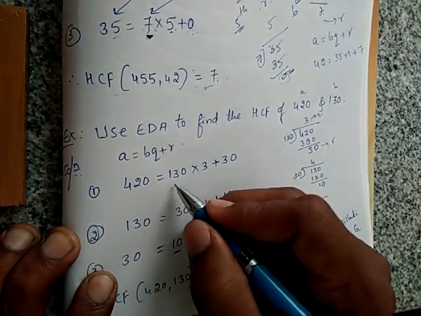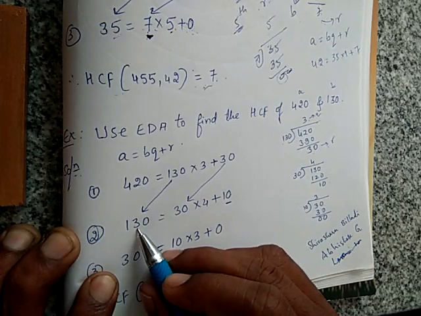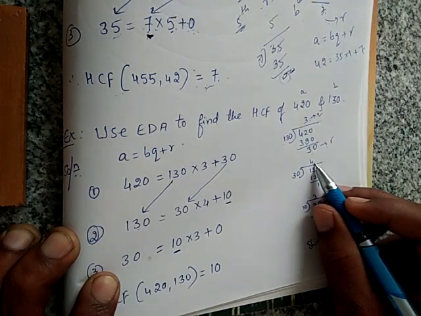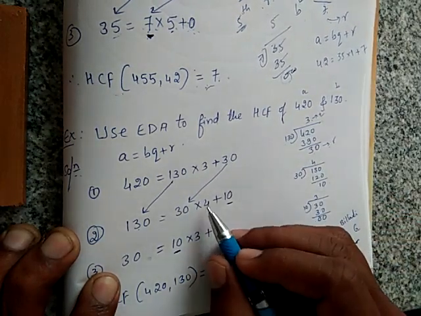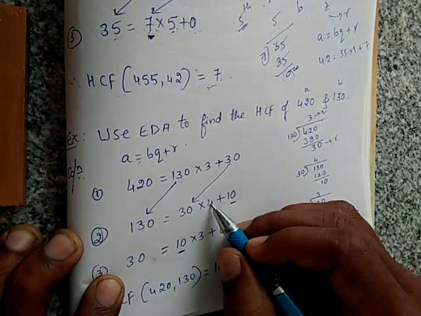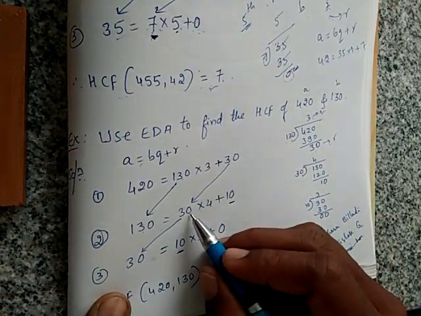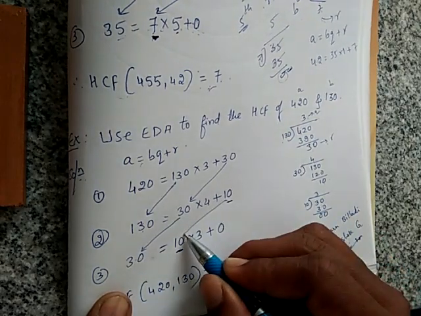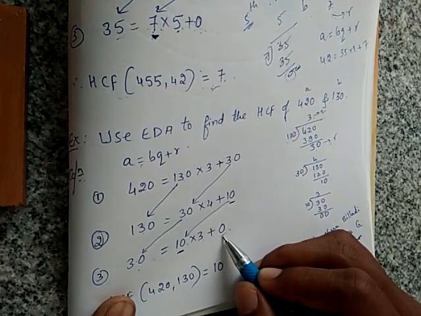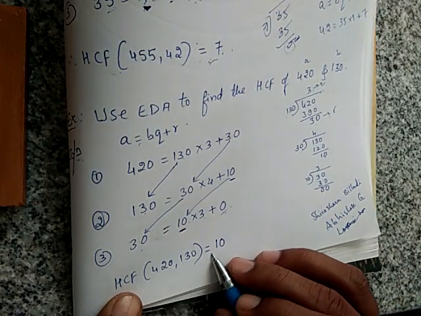Now in the second step, 130 will become your dividend and remainder 30 will become your divisor. So 130 divided by 30. So you divide 130 by 30 like this, so that you will get the quotient 4, remainder 10. That you write here in the form A is equal to BQ plus R, because 130 becomes A and 30 becomes B here. So quotient will be 4, remainder will be 10. So in the next step again, 30 will become the dividend and 10 will become your divisor. Okay, so here 30 can be written as 10 into 3 plus 0. So here the remainder is 0.